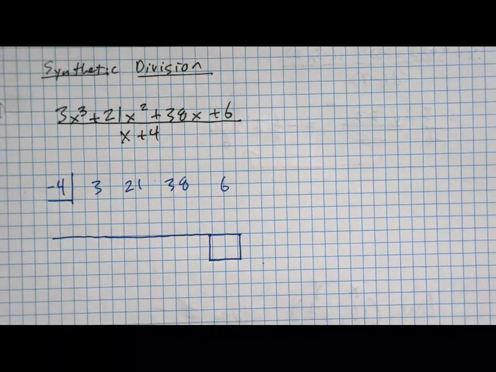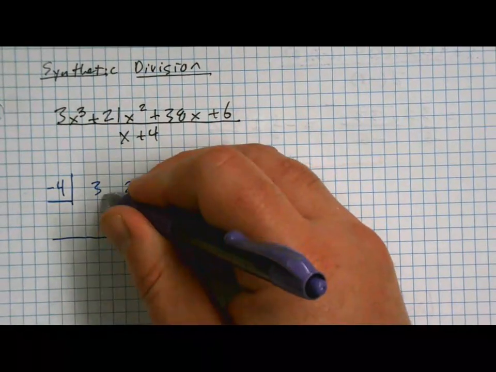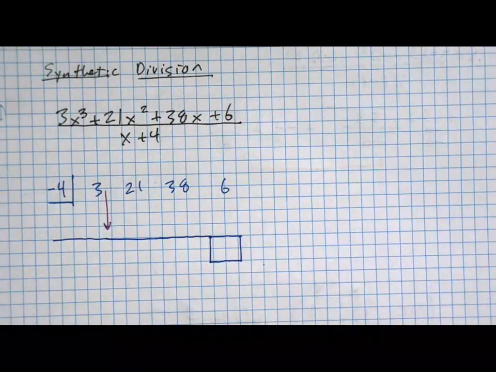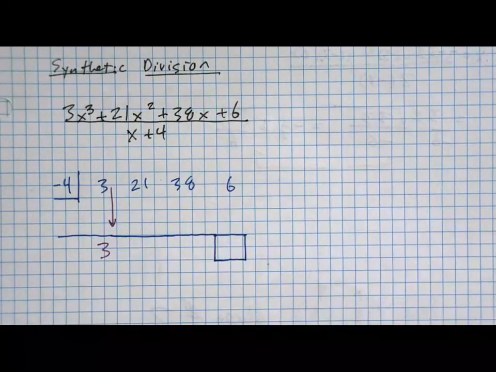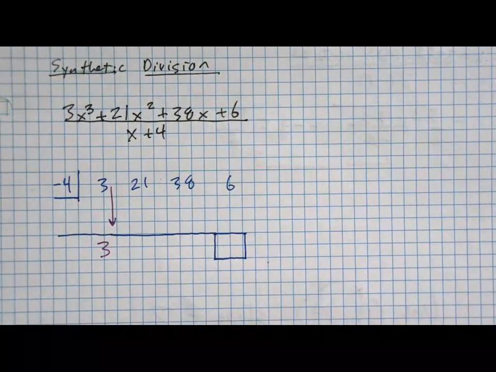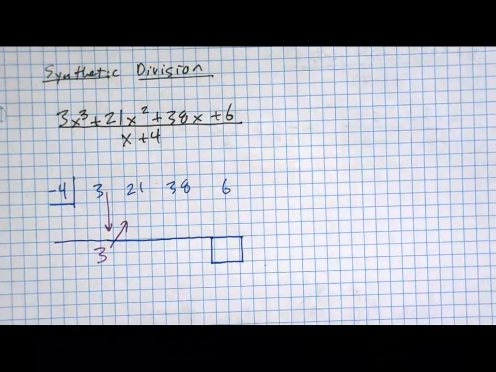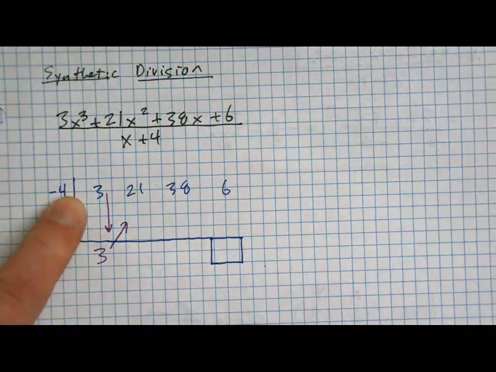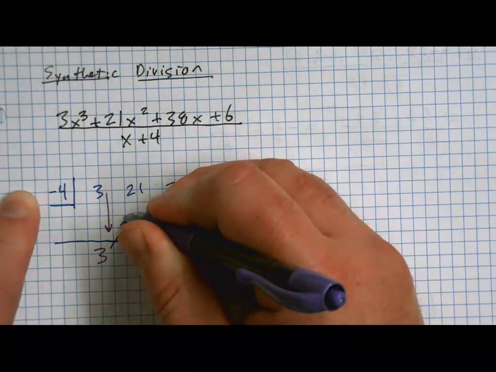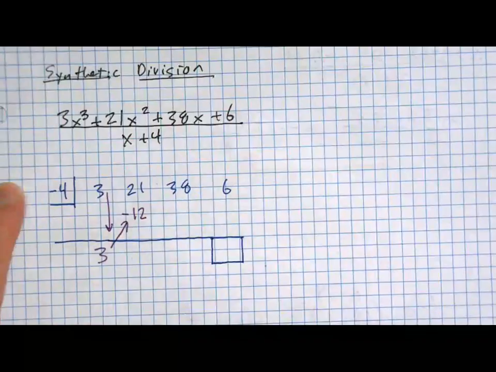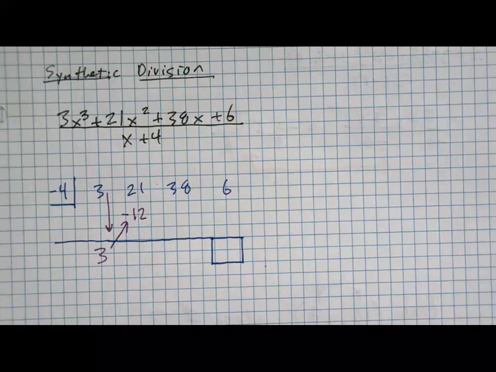So when we do this, we always add going down. So there's never anything to add in the first one. So this 3 is going to drop down. So we're adding, and then we're going to take that, and we're going to multiply going diagonally back up. And we always multiply by the thing that's in the box here. So we multiply by negative 4, we get negative 12. And then we add going down, and we multiply going up diagonally, and we keep doing that until we get our remainder, and then we're finished.